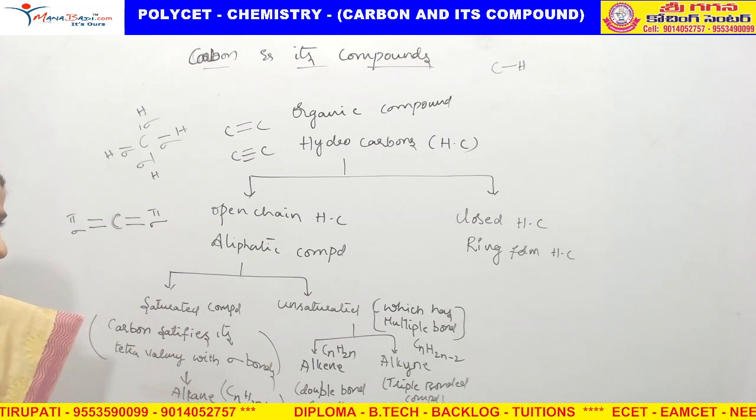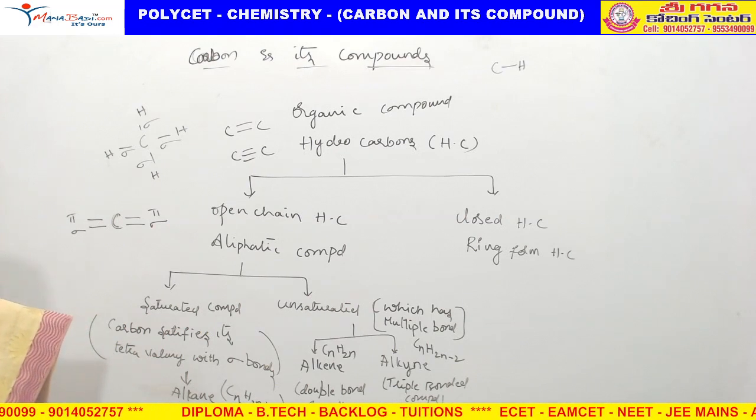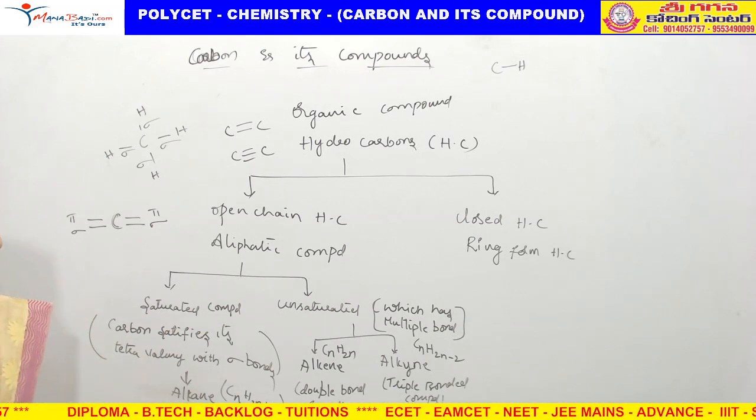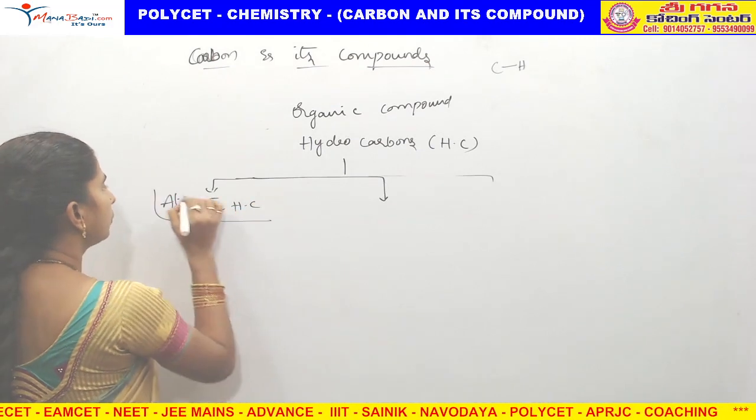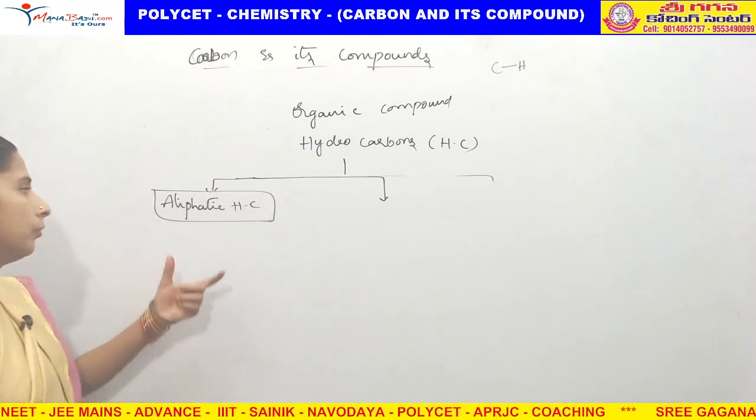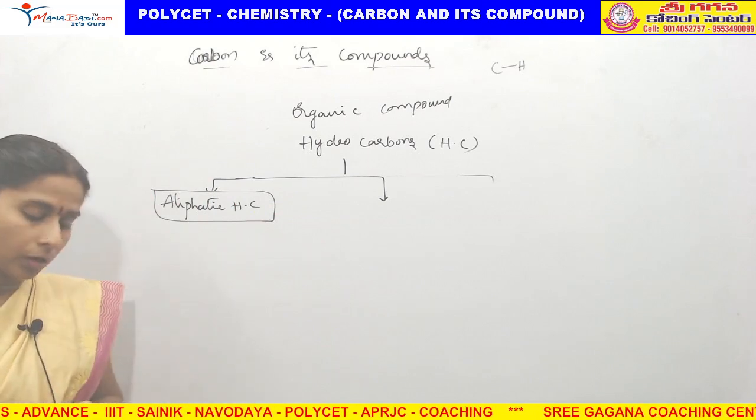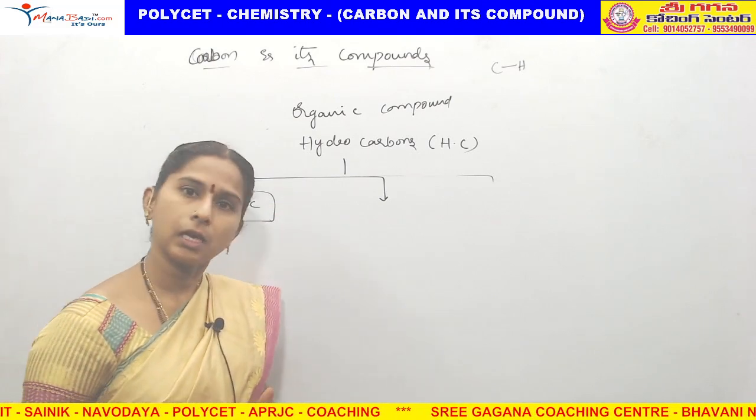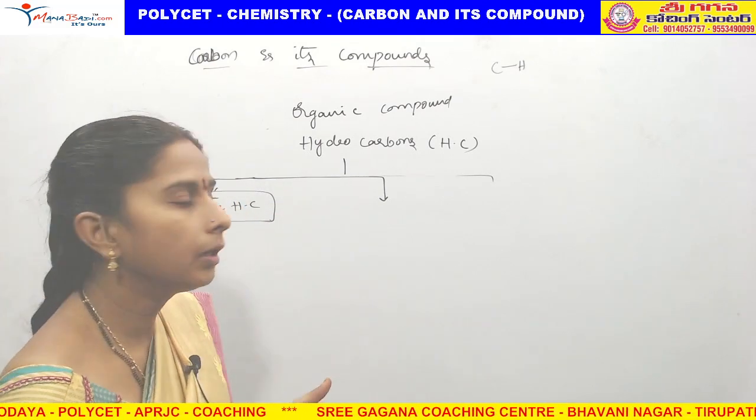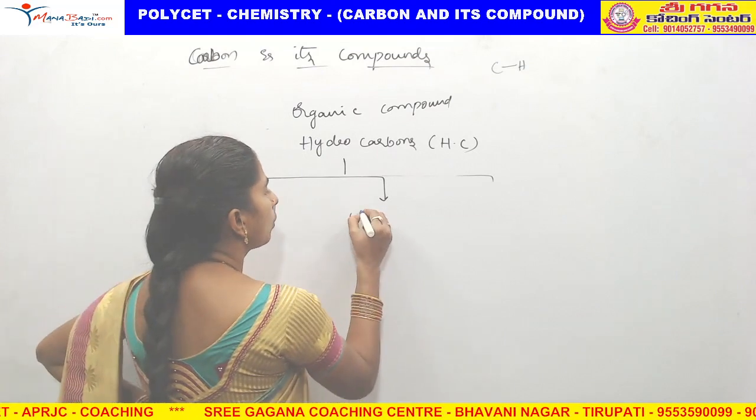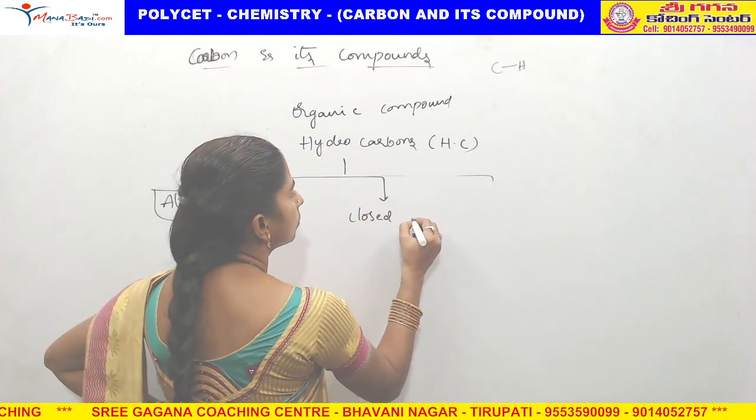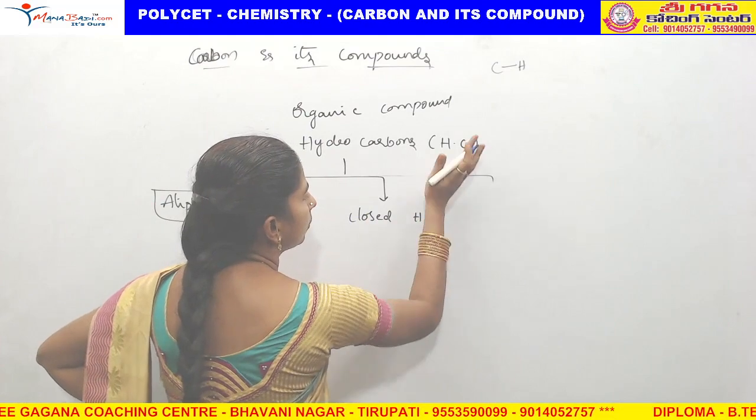Now we are going to closed hydrocarbons. I hope you understand this. So we have now completed aliphatic hydrocarbons, alkanes, alkenes, alkynes and their general formula. And coming to closed hydrocarbons, the closed structure of hydrocarbon.